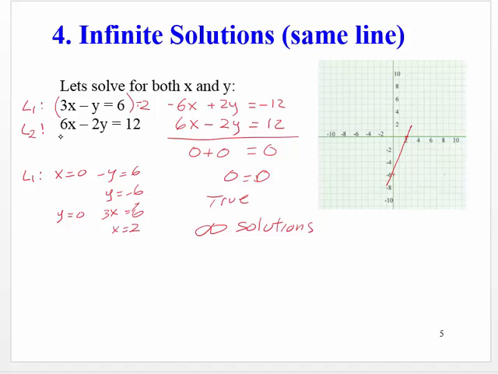Now for L2, if I let x be equal to 0, then minus y is equal to 12, and y is equal to minus 6. Same point right here. Now if we let y be equal to 0, I have 6x is equal to 12, and x is equal to 2. Same point, so same line. So all these points work for both of those equations because they're the same line. So we have an infinite number of solutions.